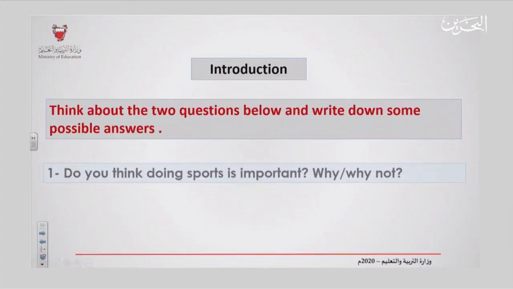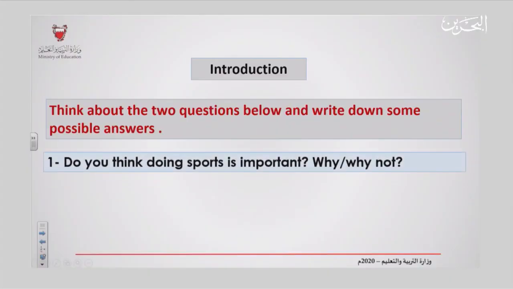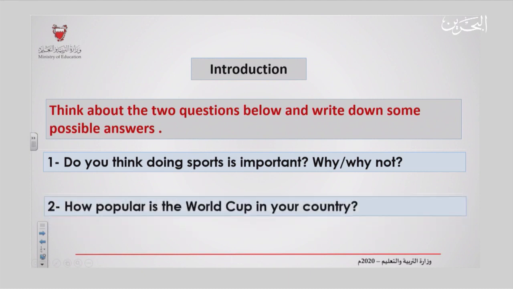So let's start with answering these two questions. Number 1, do you think doing sports is important? Why? Why not? Number 2, how popular is the World Cup in your country? So now I will give you 2 minutes to answer these two questions in your notebook.